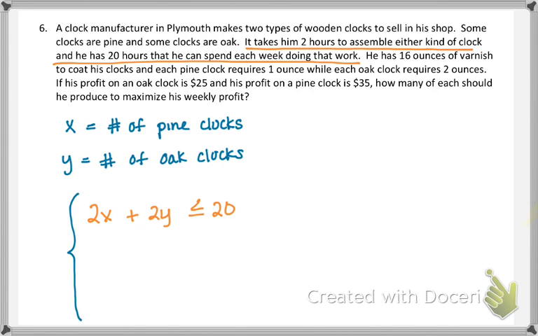Second inequality, he has 16 ounces of varnish to coat his clocks, and each pine clock requires 1 ounce, and each oak clock requires 2 ounces. So 1x plus 2y has to be less than or equal to 16 ounces. And then adding in my common sense constraints. Can't have a negative number of clocks, so x and y have to both be greater than or equal to 0.